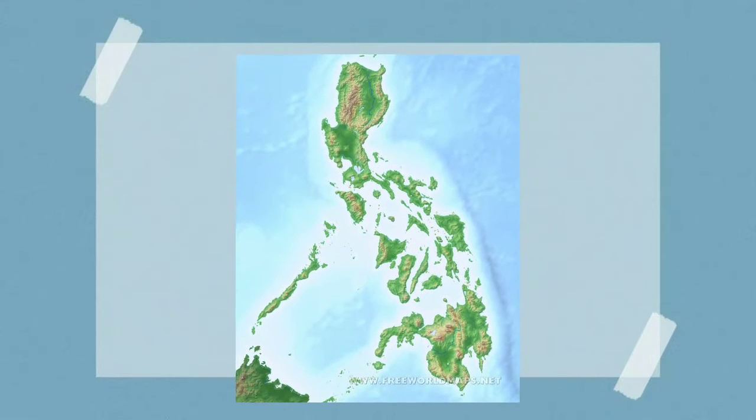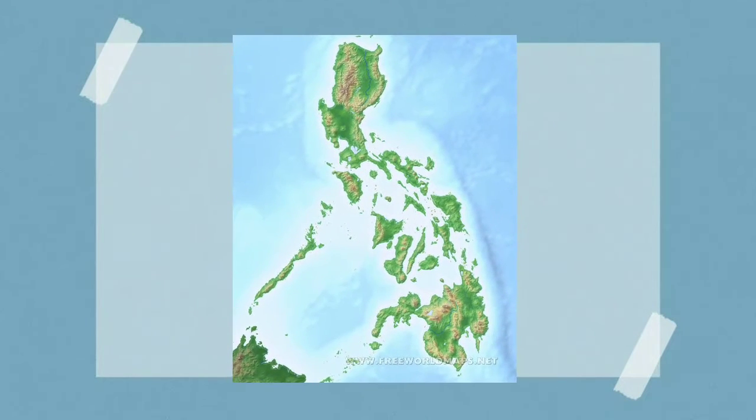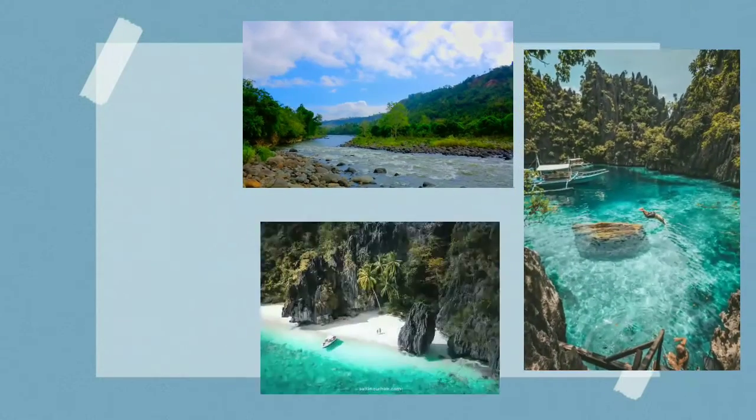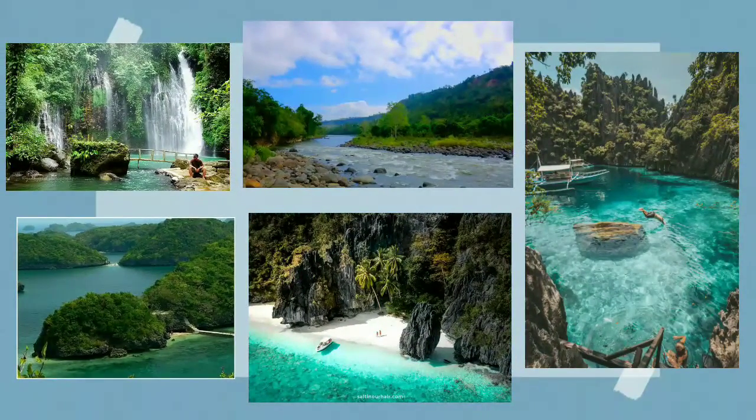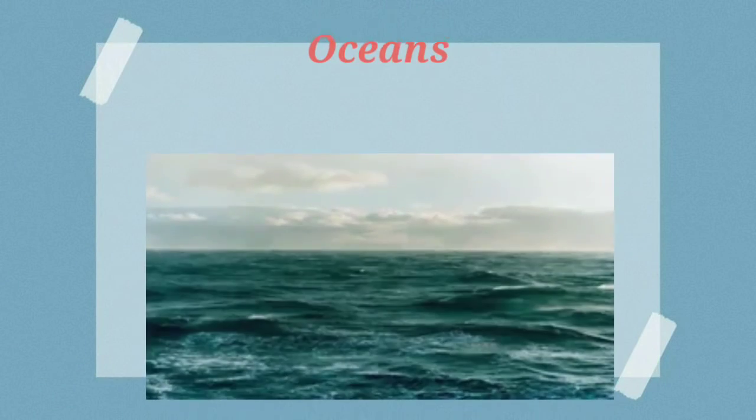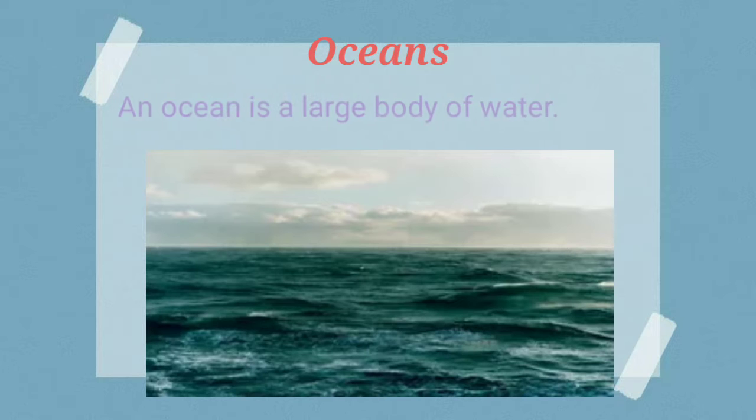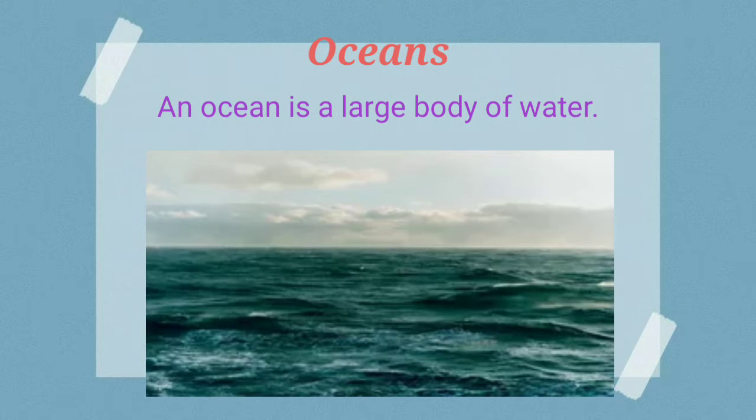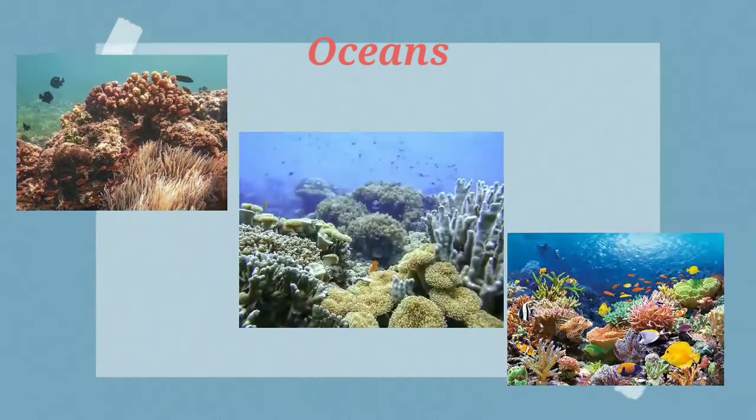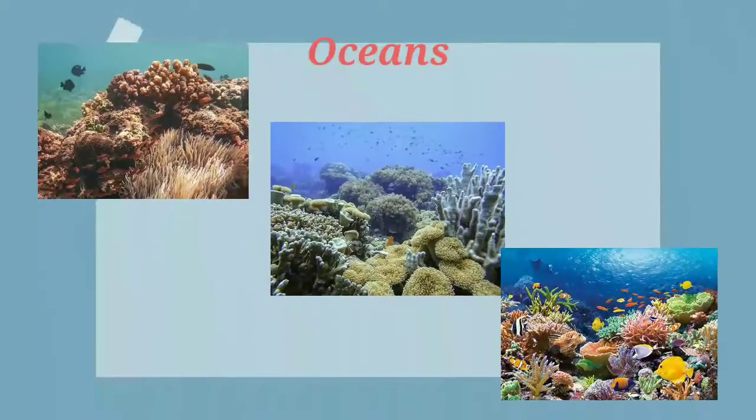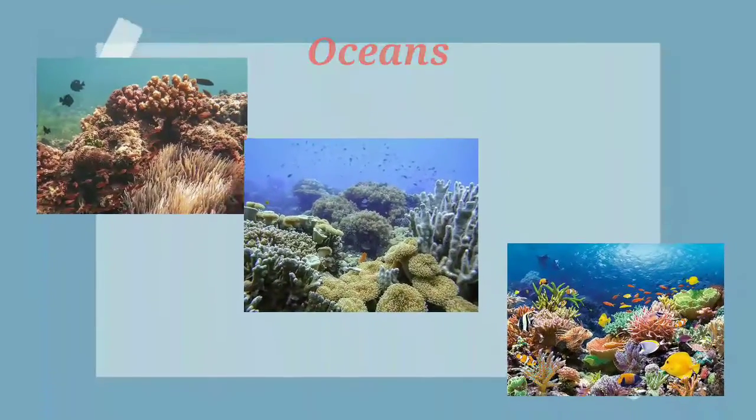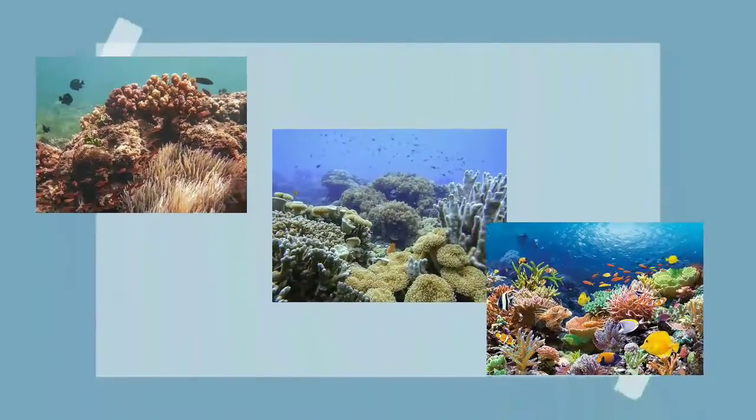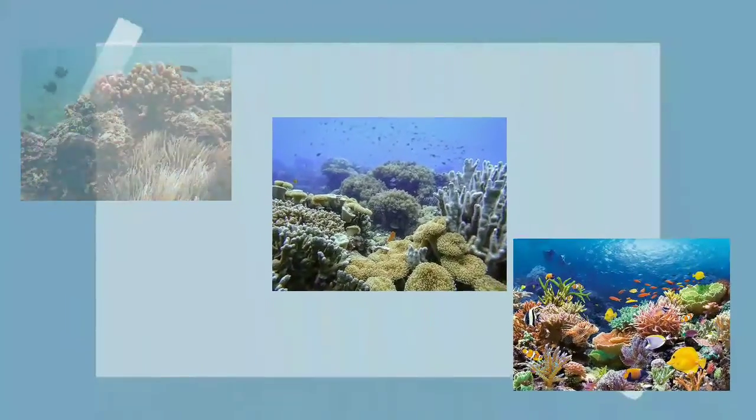What are the other features of our islands? Up in the air, as we look down, we can identify different water forms. Let's start with oceans. An ocean is a large body of water. In our oceans are many coral reefs or chains of limestone formed by small marine organisms. The reefs provide homes and food to marine life.